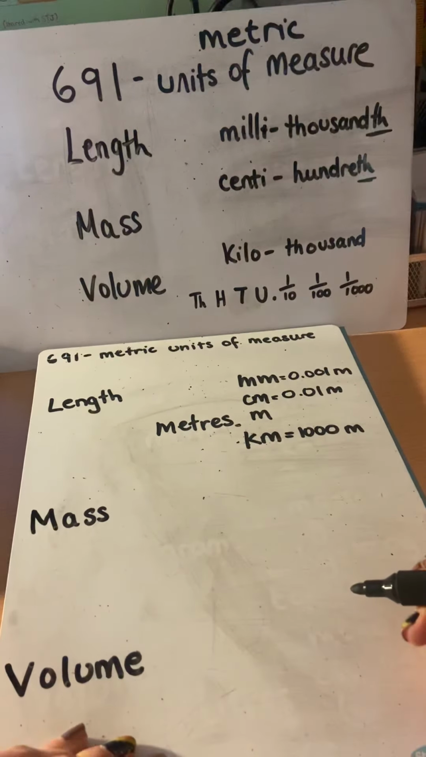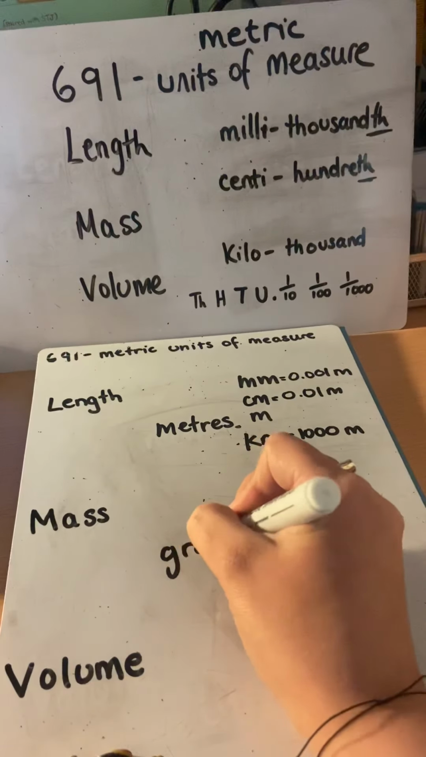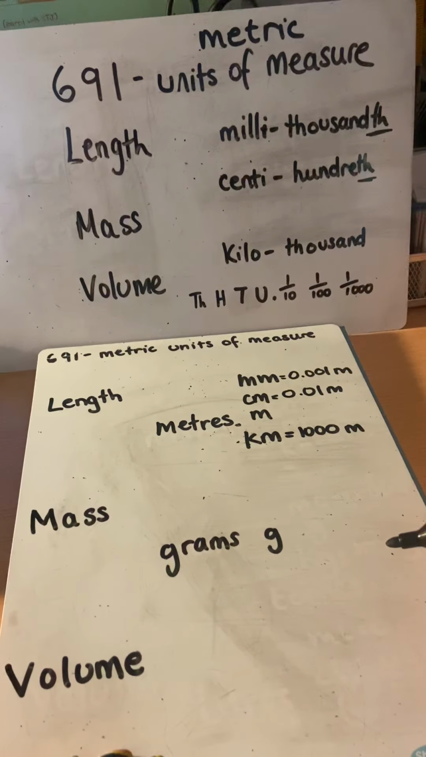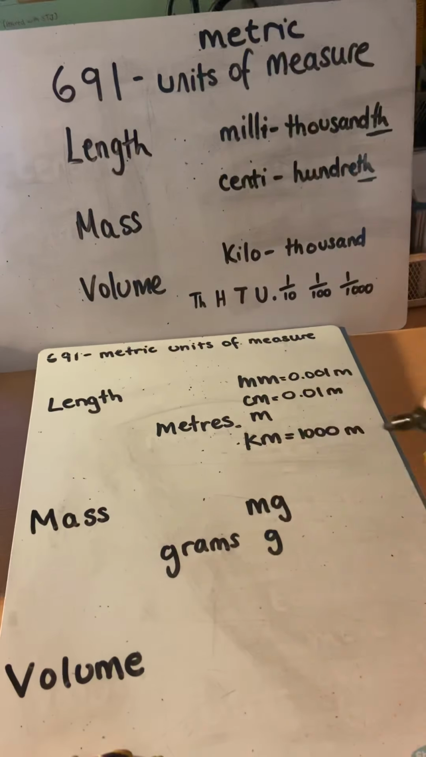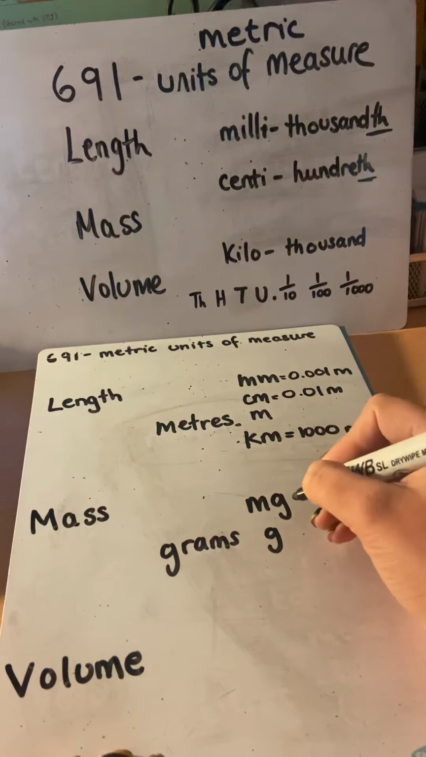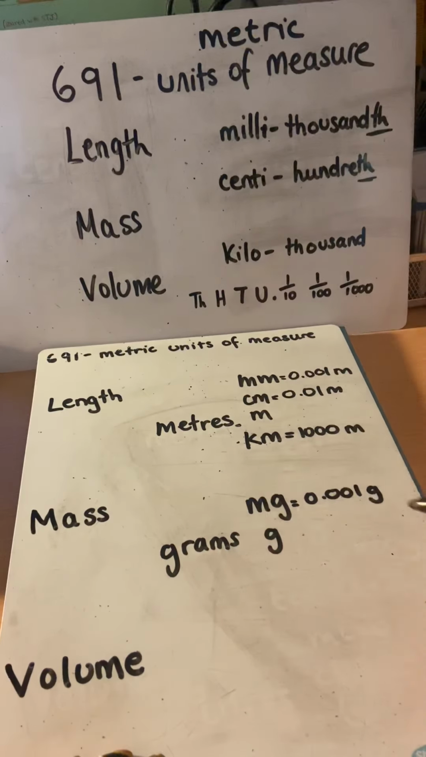Next, let's move on to mass. How much something weighs. The standard unit for mass is grams, and we write that with a G. And if you were doing some baking, you might have been measuring stuff in grams. But sometimes we have to measure things that are smaller than grams, so we use milligrams. There's that M again, milligrams. So milligrams are 1,000th of a gram. There are 1,000 milligrams in a gram.